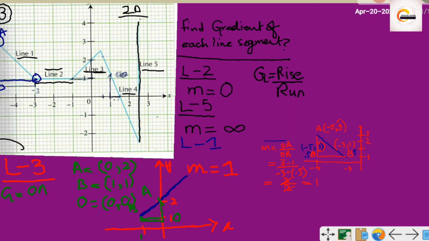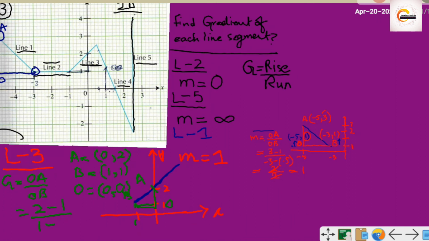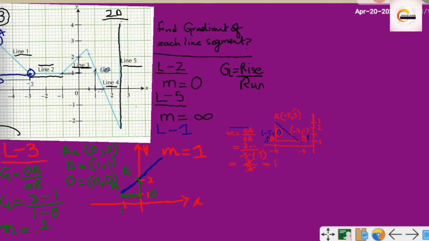As I have told you, gradient is rise upon run. Let's not repeat it over and over again. So OA upon OB. OA is the vertical change. How to find OA? 2 minus 1, and OB is going to be 1 minus 0. So the gradient is going to be 2 upon 1. So the gradient of line number 3 is 2.